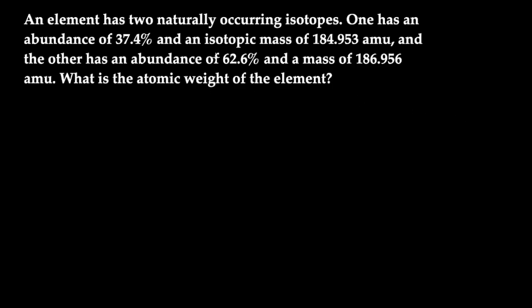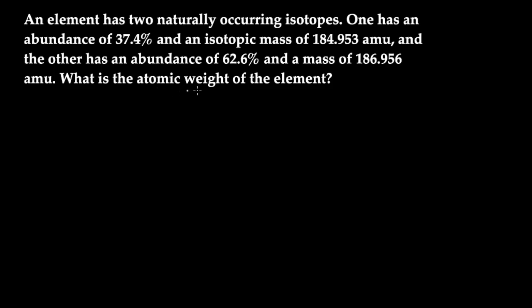So in this question, we have two naturally occurring isotopes, and we have the percent abundance of both of them and their corresponding atomic masses. And we're asked to find the atomic weight of the element, or the average atomic weight of the element. Sometimes it can also be called the atomic mass, and it's going to be the average.